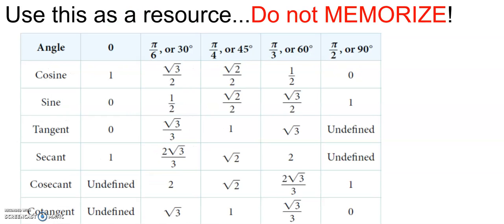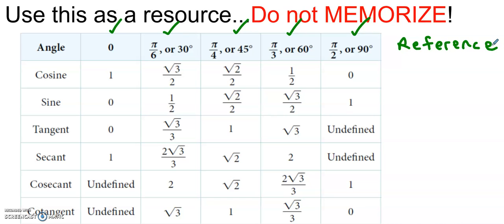Here is a table, and it's got those key values. So if you look at our unit circle, we've really spent a lot of time focusing in that first quadrant on 0, pi over 6, 30 degrees, 45 degrees, 60 degrees, and 90 degrees. And really all of these are our reference angles. Everything we do is going to be based off of these reference angles.